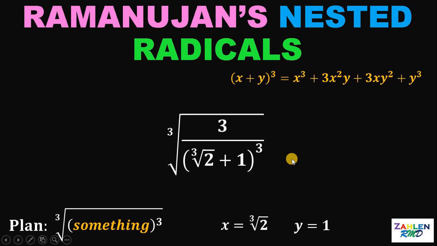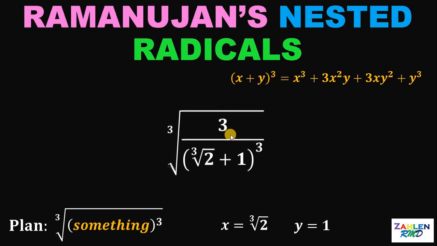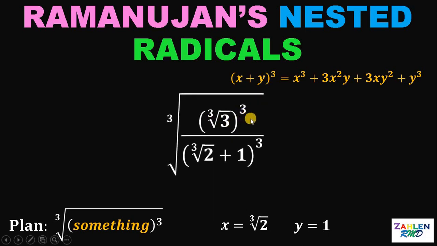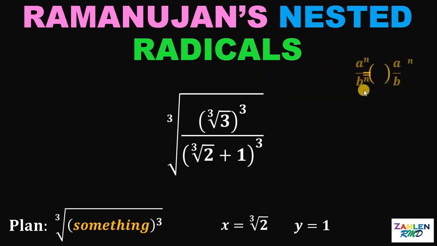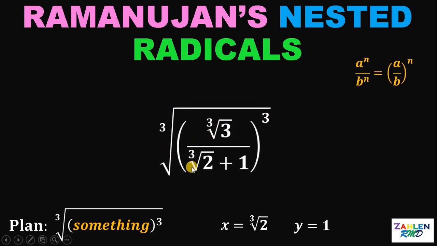Now at this point, we have 1 cube inside this cube root. Now this 3, take note that this 3 can be written as cube root of 3 raised to 3. Now let's recall some laws of exponents. If we have a raised to n over b raised to n, it is equivalent to a over b raised to the power of n. Therefore, the expression inside of this cube root can be written as cube root of 3 over cube root of 2 plus 1, all raised to the power of 3.